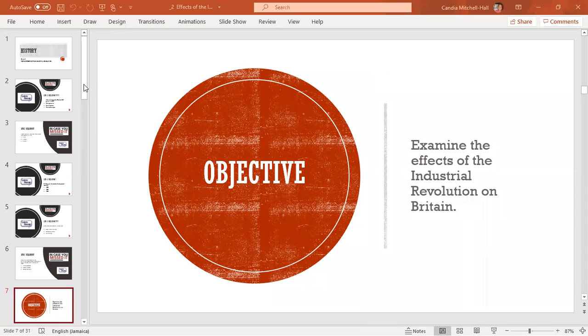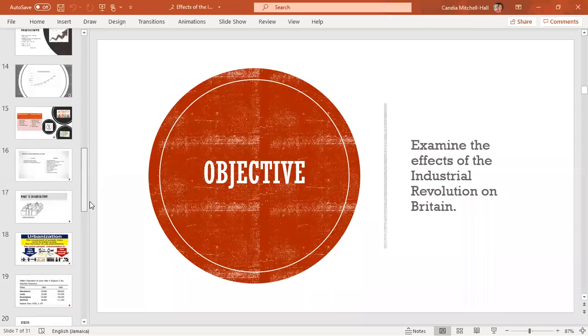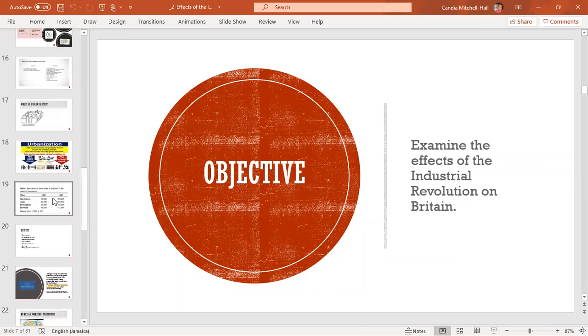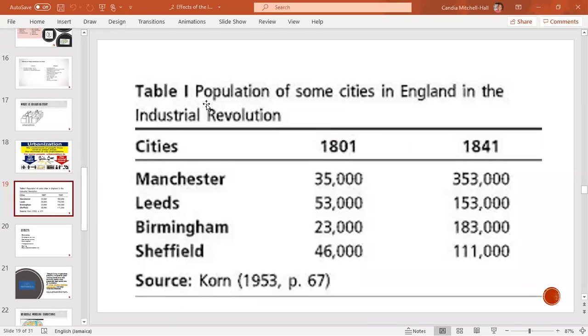The population expanded significantly that the place was just so overcrowded. Look at this city for sure. Manchester City in England at the time had 35,000 people in 1804. And by 1841, the population increased to 353,000. This is quite a lot of people for a small space.